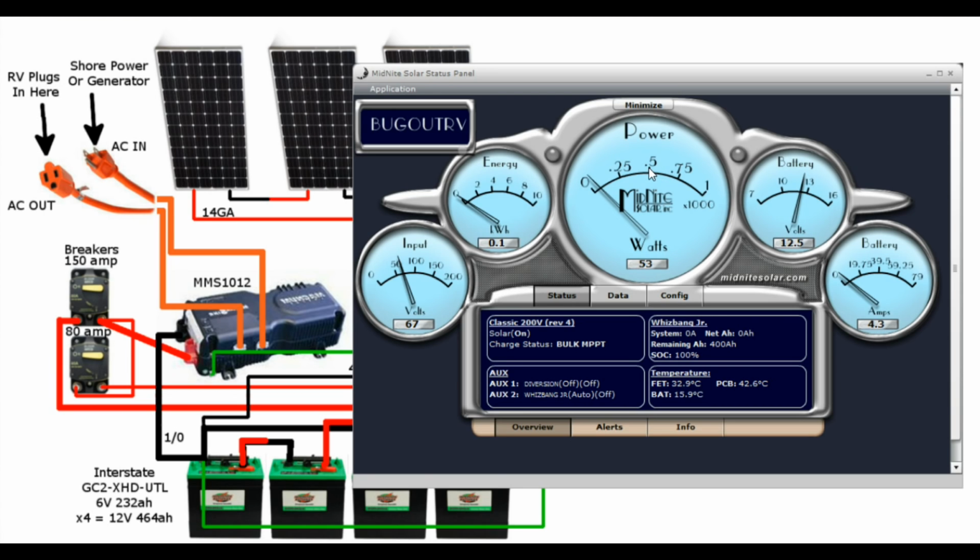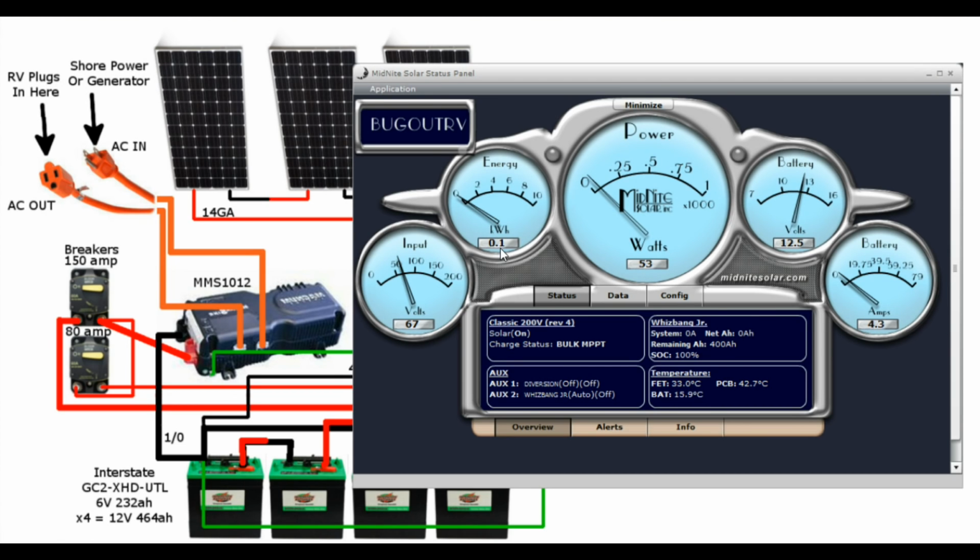So what you're seeing here is my status panel. I can actually access this. This is all installed in my RV. And I have a router plugged into the charge controller, and I can access that over my network, and I can see all the statistics. I can see that the solar panels are currently generating 67 volts, and the sun's about to go down, so it's not generating much. Today I've generated 0.1 kilowatt hours of energy. I just turned the system on an hour ago, so that doesn't surprise me.